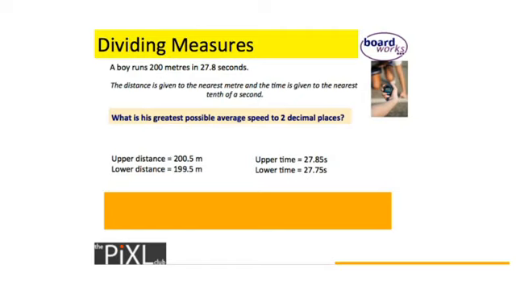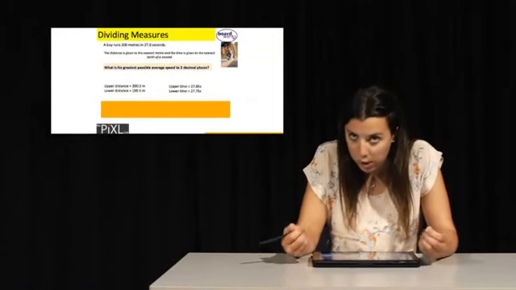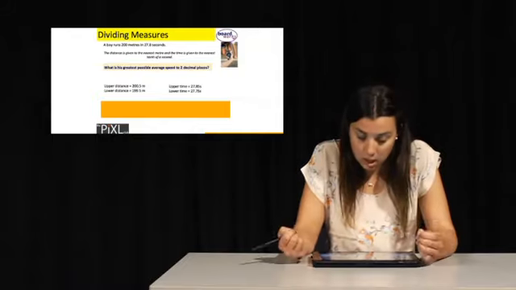So if we look at the upper bound for the distance, we have 200.5 metres. The lower bound, 199.5. And for time, 27.85 seconds. And then the lower bound of time, 27.75 seconds. Now we need to choose which combination we need for the distance and the time.